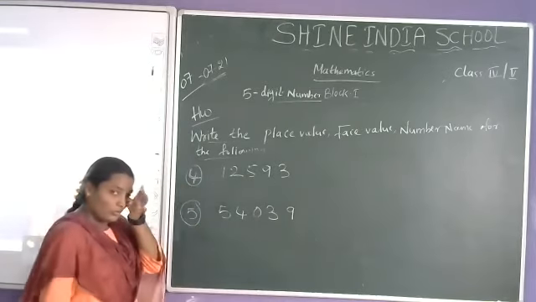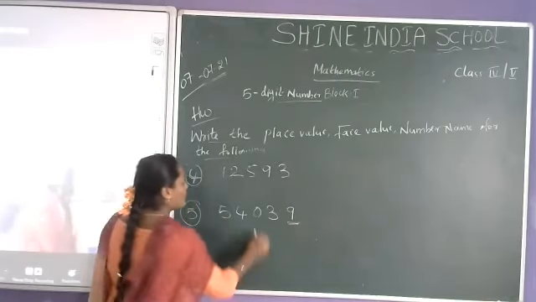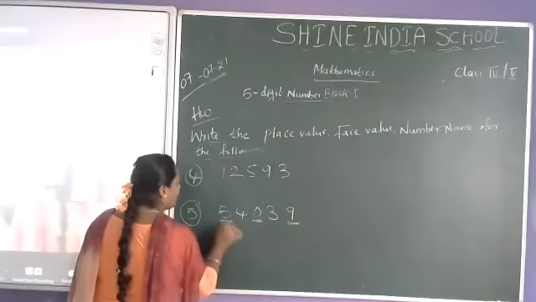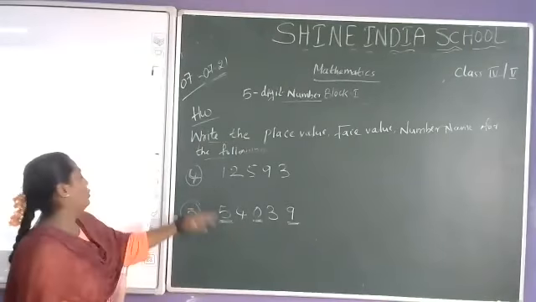5, 4, 0, 3, 9. Okay. So here I'm underlining 9, 0, and 5. So 2 problems in 2 methods. I talked about 2 methods now. The first one is method 1. This is method 2. Okay? Completing, you can post in the WhatsApp.